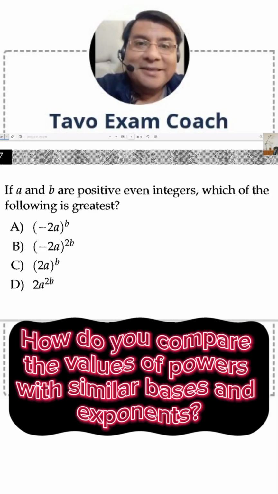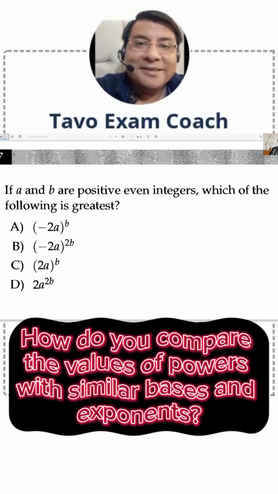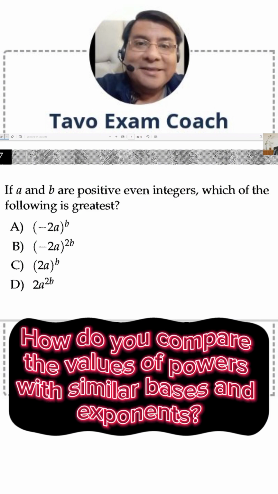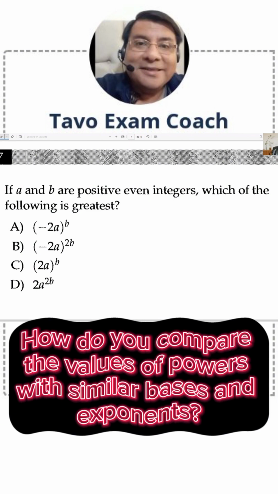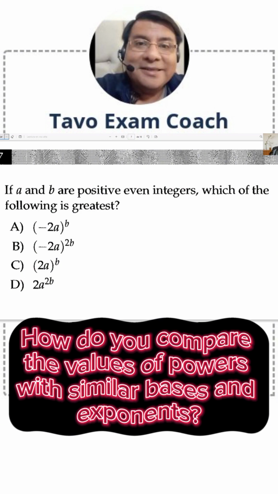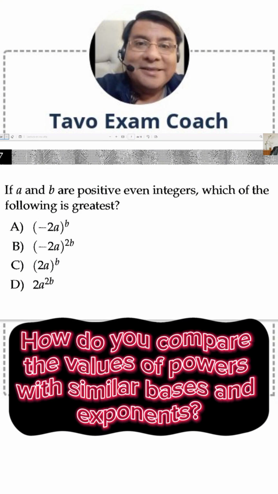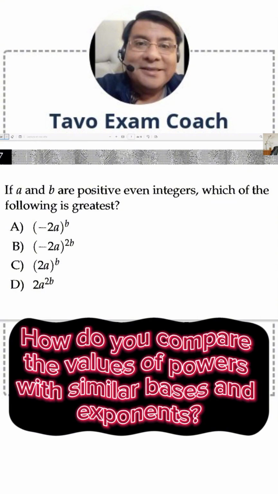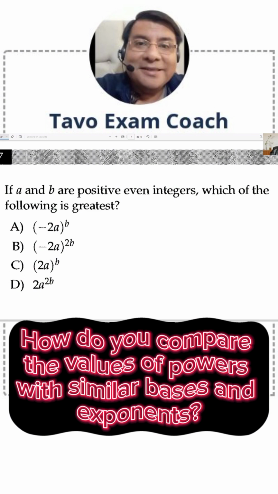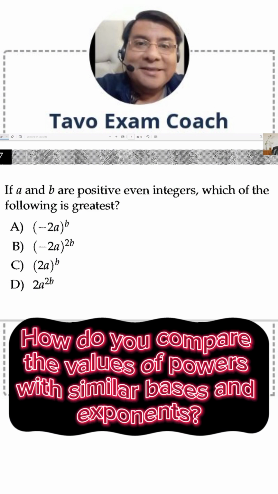Let's see the solution to question number 7. If a and b are positive even integers, which of the following is greatest? There are 4 algebraic expressions in terms of a and b in the answer choices. So what we do here is simply determine which of the 4 terms is the greatest one.